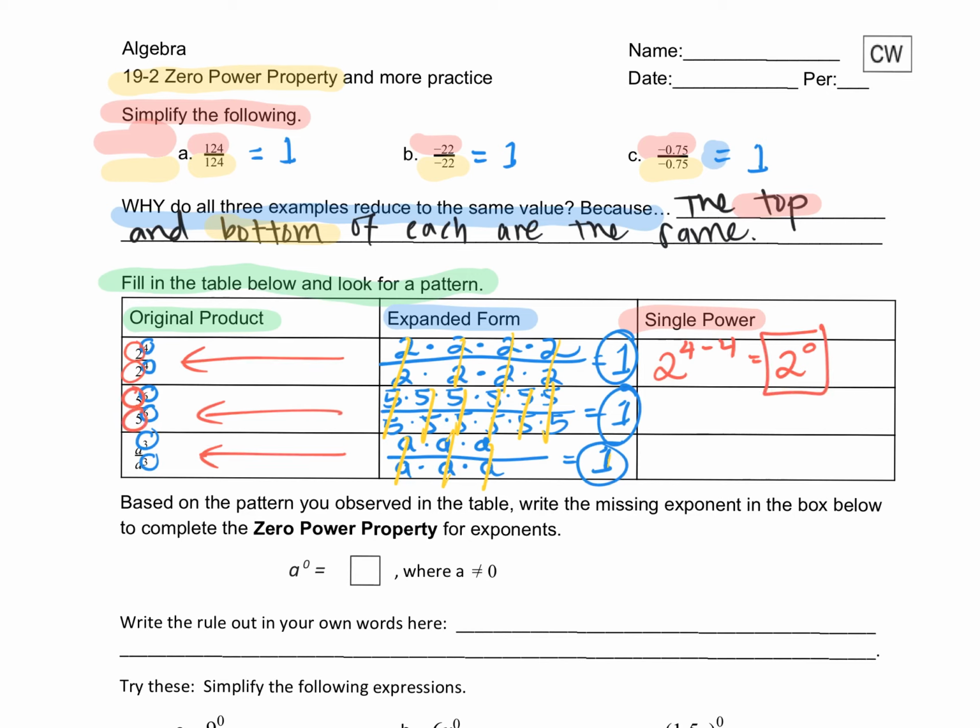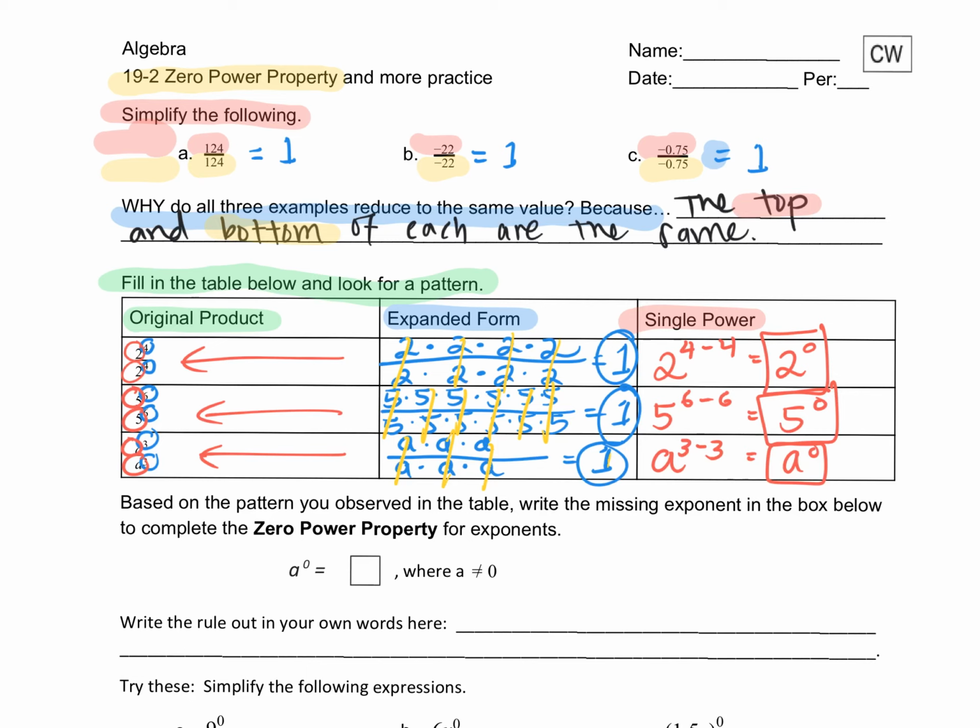Similarly, for the next one, we have 5 as the bases. So I can rewrite it as 5 to the 6 minus 6, again using the quotient property. So that's going to give me 5 to the 0. And then the last one in the row is a to the 3rd over a to the 3rd, same base of a, exponents of 3. And I have a to the 3 minus 3, which is a to the 0. So they're the same original product, but the expanded form and single power look different, but they are equal.